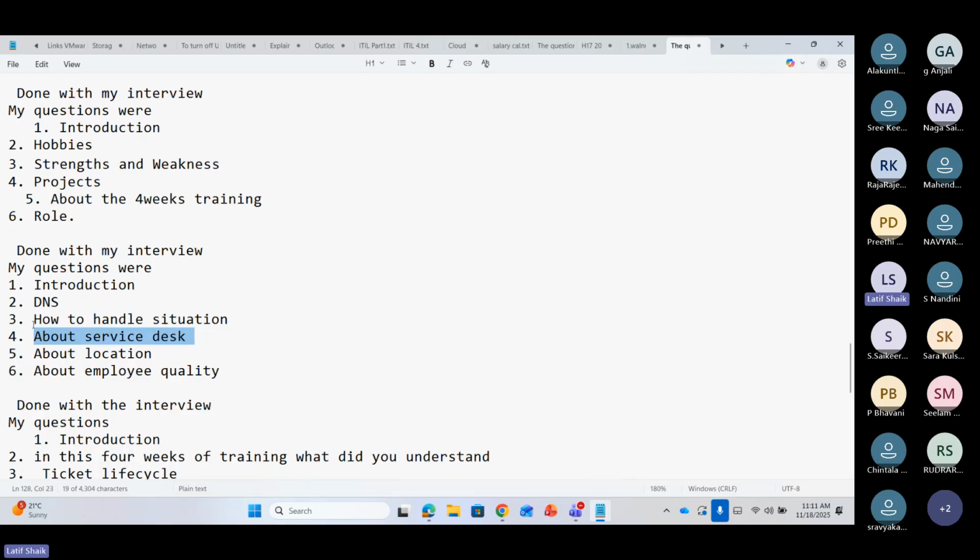Okay. About service desk, how to handle a situation. What kind of situation? He didn't write completely. What is handling any kind of situation? You first listen and understand what the situation is. Then we present our thoughts on the situation. We try to explain things to others and give proper information.